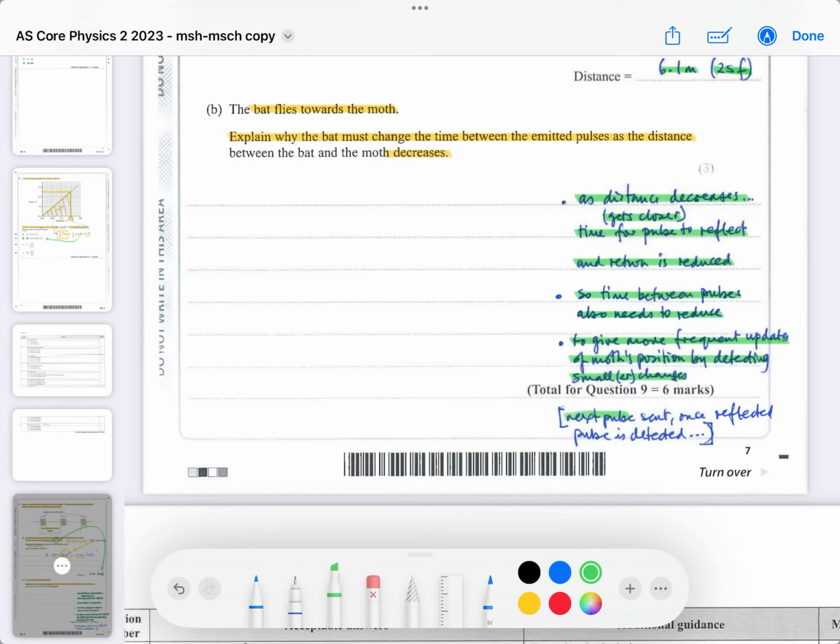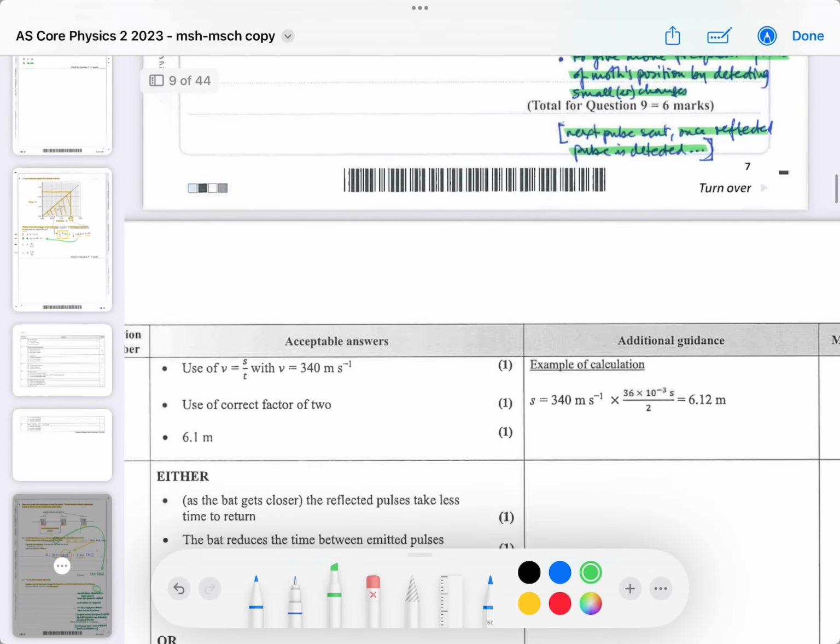So the next pulse is sent once the reflected pulse is detected. And obviously the closer it is, it's going to detect it quicker, so the pulses need to be sent quicker too. I think this is quite a difficult question to put into words, so you just need to do your best, and this is where a lot of students will lose some of the marks. And there's another question done, so we did 6 marks, so it's 14 marks done.